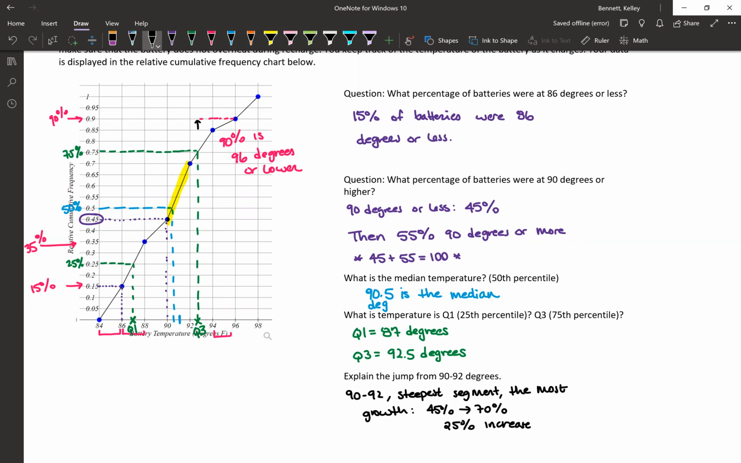You're only increasing by 5%, right? Not very much. So you can look at the steepness of the line segments to say, where do we have the most growth or the highest frequency? Or you can look at the shallowest and say, where do we have the least amount of growth or the least amount of frequency?